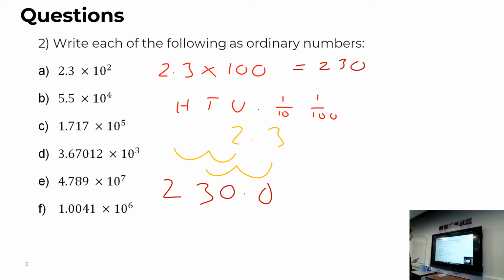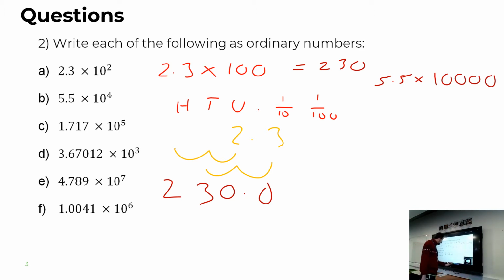Let's have a go at the next one. So we've got 5.5 times 10 raised to 4. So that's 10 times 10 times 10 times 10. If you're not too sure what the value of 10 raised to 4 is, 10 squared, we had 2 zeros. So 10 raised to 4, we're going to have 4 zeros. This is going to be 1 and 4 zeros. So it'll be 10,000.